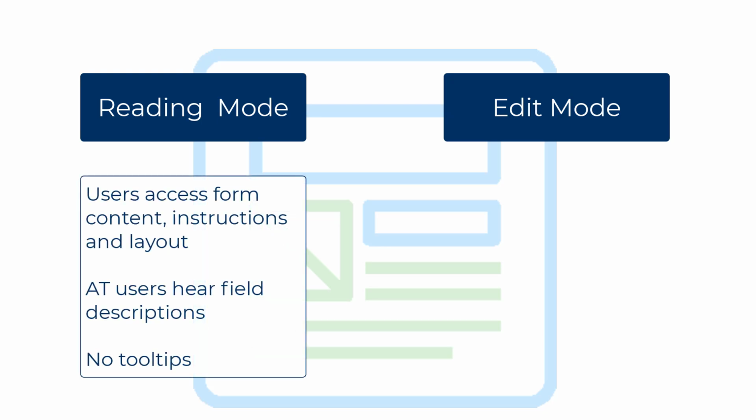Reading mode is useful for letting users understand the form's context, instructions, and layout before they enter values. In reading mode, the assistive technology, or AT, user hears the document content, including field descriptions, which are visible labels, such as first name or date of birth, as part of navigating the form layout. The tooltip information, which tells the user what to fill in each field, is not read in reading mode. Only the description and/or label is available in reading mode.